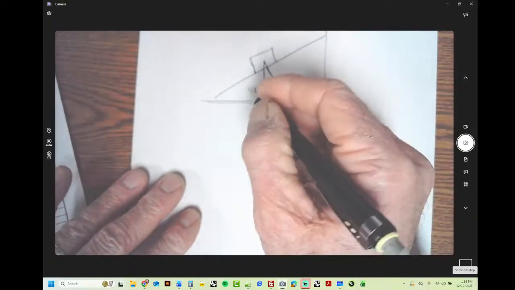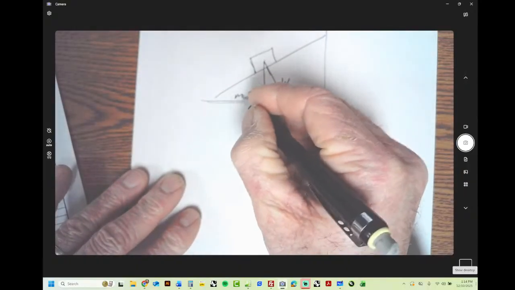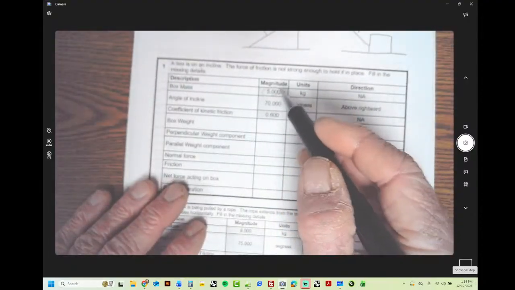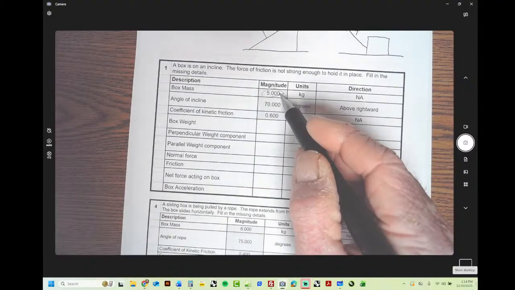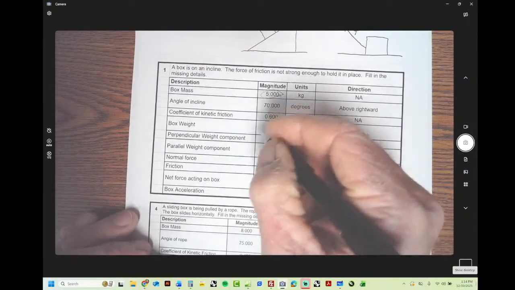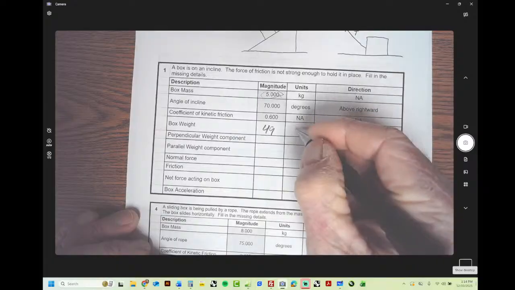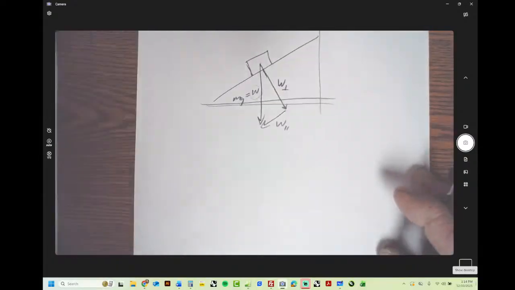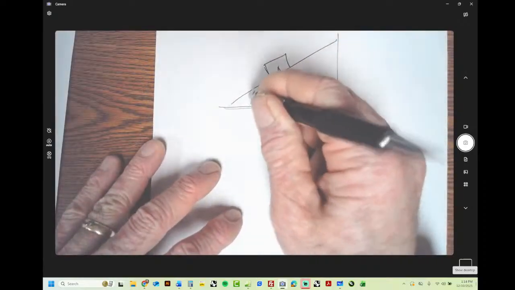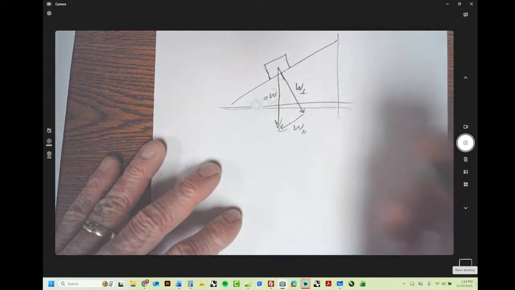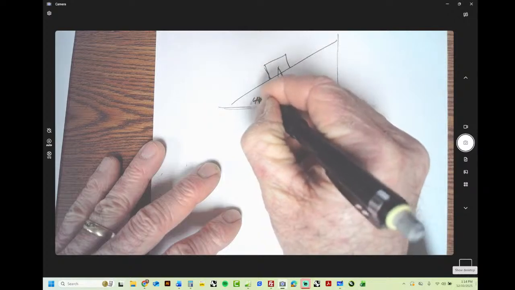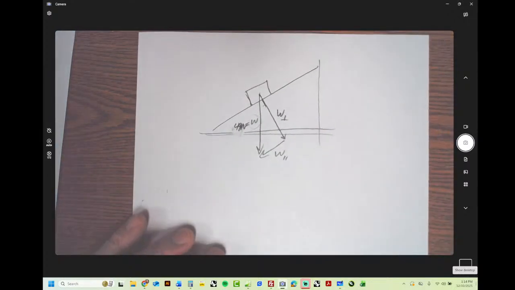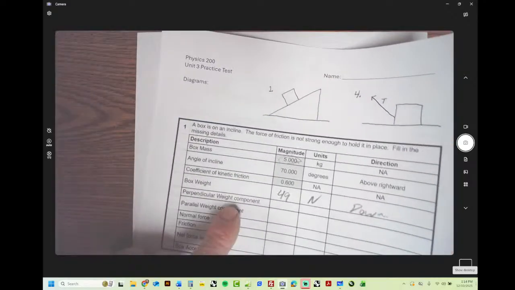So weight is just mg, which is 5, that's the mass, times 9.8, and that comes out to 49. Units are newtons, the direction is down. So I'm just going to write 49 newtons there. A little bit messy, not too bad. Now, perpendicular component of weight.